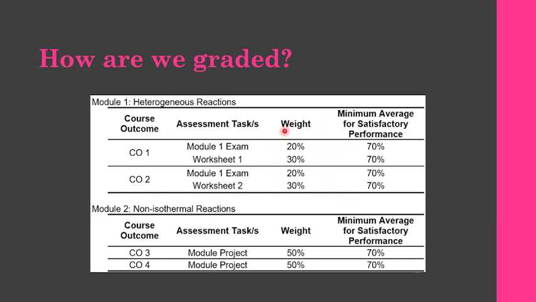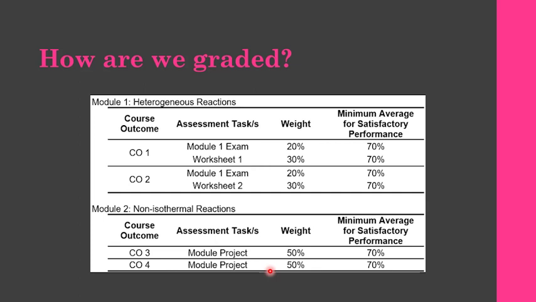Okay, in total, Module 1 is 100%, and the minimum average for satisfactory performance or the passing grade is 70%. Next, for Module 2, we have course outcomes 3 and 4. We only have one assessment task, and that is your module project. Now, the module project is divided into 2 parts. That is your video presentation, which is a short presentation about your topic, and a module paper.